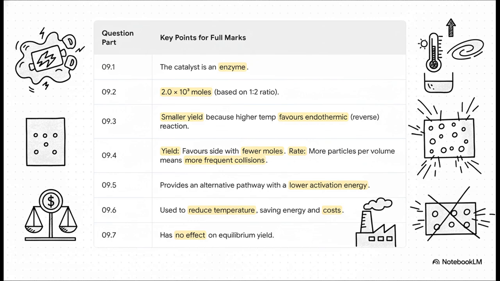9.4, remember it's 2 parts. For yield, it's about fewer moles. For rate, it's about more frequent collisions. 9.5, the classic 2-parter, alternative pathway, lower activation energy. 9.6, the industrial reason is all about reducing costs. And finally, 9.7, no effect on yield. Honestly, this slide is your revision gold dust.